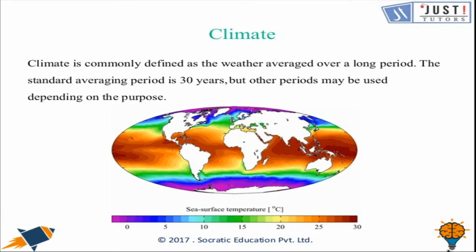Now, moving on to the climate. The average weather over a long period of time is termed as the climate of a particular place. The standard averaging period is 30 years, but other periods may be used depending on the purpose. Right here on this picture you can see the different temperatures of different places that have been read over a period of 30 years. This is the measure of the sea surface temperature in degrees Celsius along the globe.